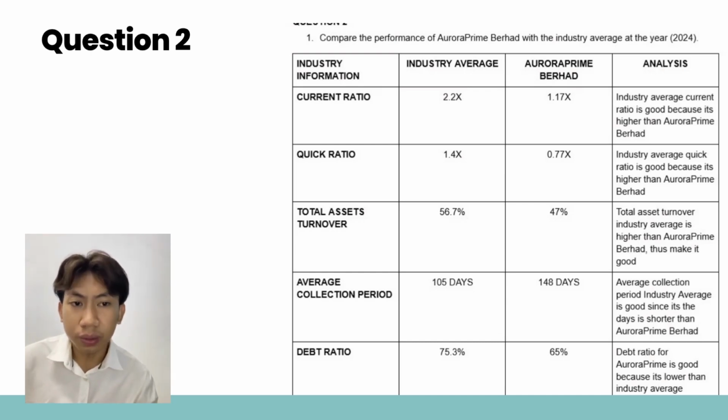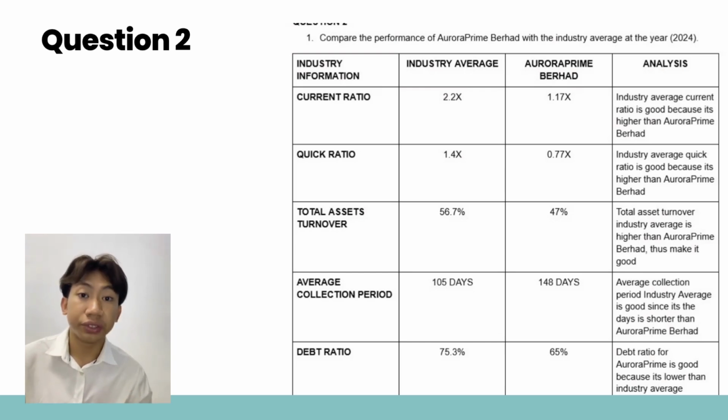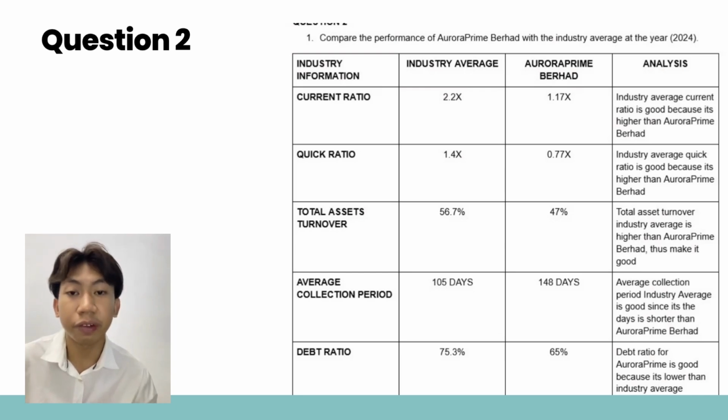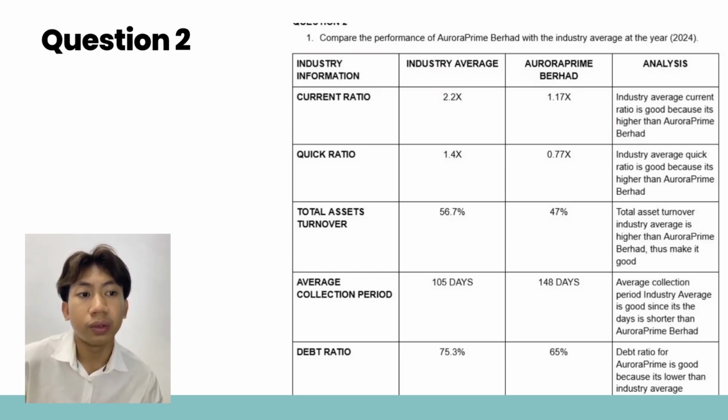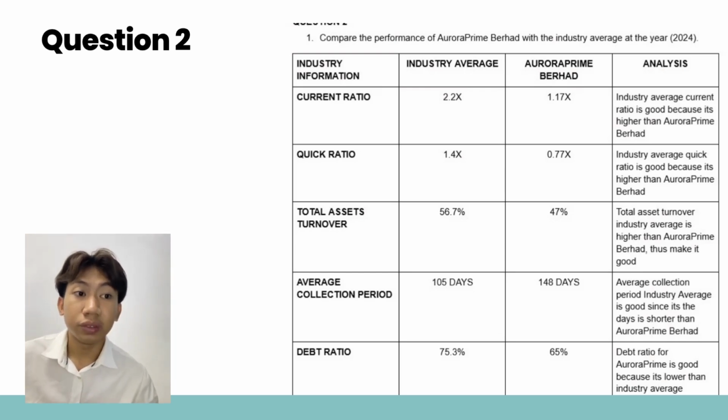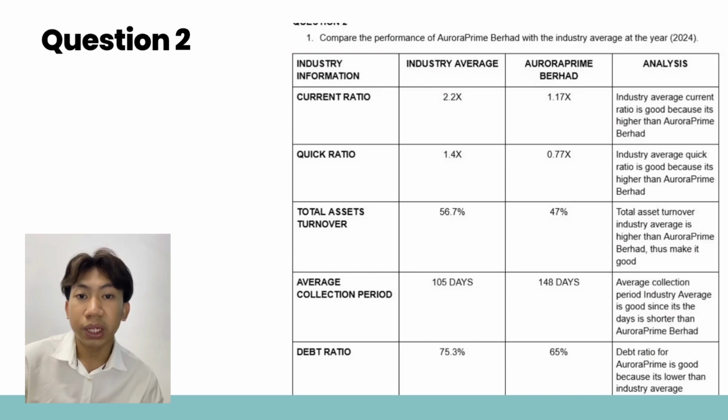The debt ratio for the industry average is 75.3%, and Aurora Prime Berhad is 65%. So the debt ratio for Aurora Prime is good because it's lower than the industry average.